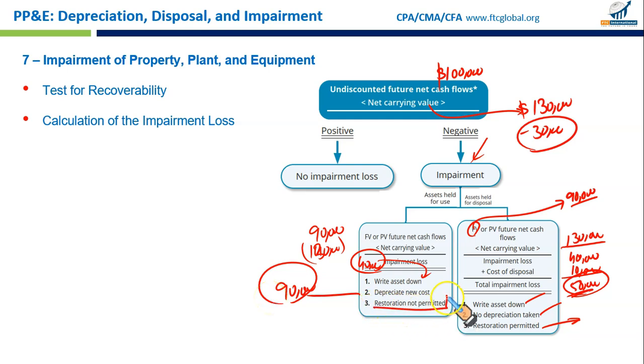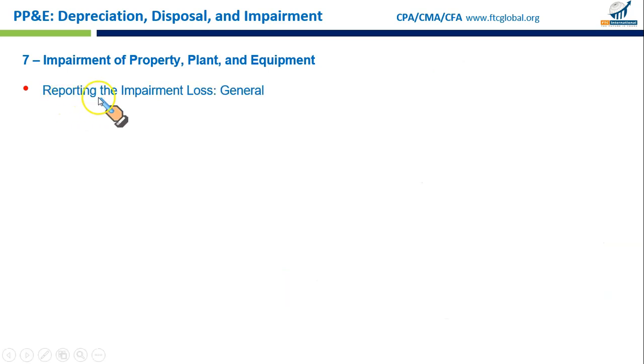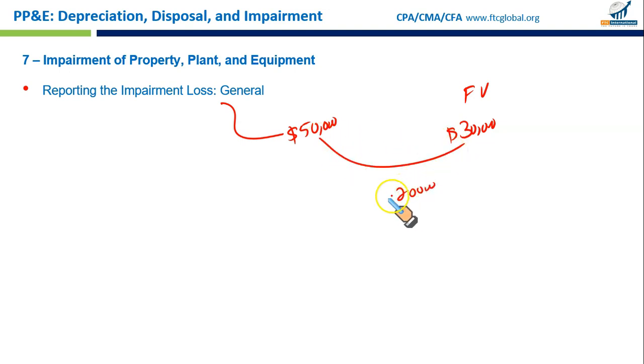And please remember, restoration is not permitted. If the asset's fair value or the PV of cash flows goes up, the loss that has been charged cannot be reversed. Reversal isn't allowed. Next, we have reporting the impairment loss. How do we report it on our financial statement? The loss that you've charged is shown as part of your income from continuing operations. For example, we have a machine with a carrying value of $50,000, but the fair value is only $30,000. So clearly there is an impairment, and this $20,000 impairment we would recognize in the income from continuing operations.